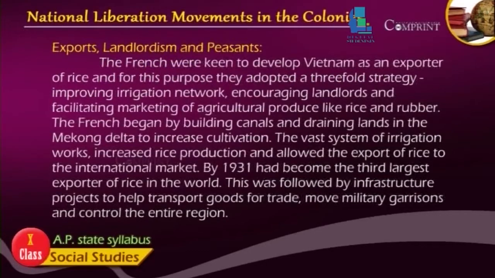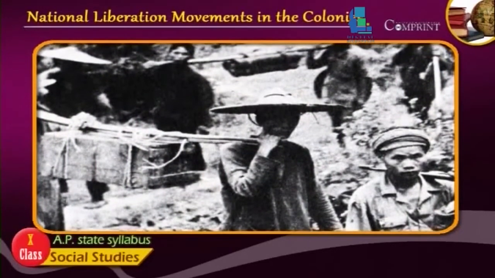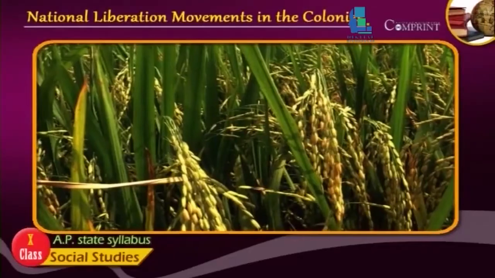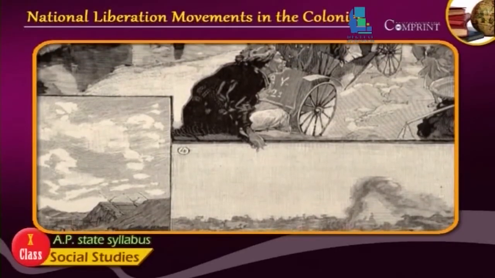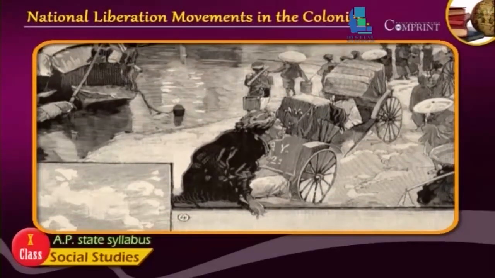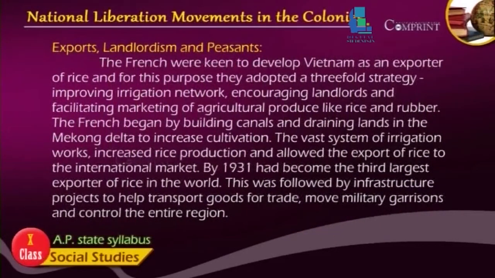Exports, landlordism and peasants. The French were keen to develop Vietnam as an exporter of rice, and for these purposes they adopted a threefold strategy: improving the irrigation network, encouraging landlords and facilitating the marketing of agricultural produce like rice and rubber. The French began by building canals and draining lands in the Mekong Delta to increase cultivation. The vast system of irrigation works increased rice production and allowed the export of rice to the international market. By 1931, Vietnam had become the third largest exporter of rice in the world.